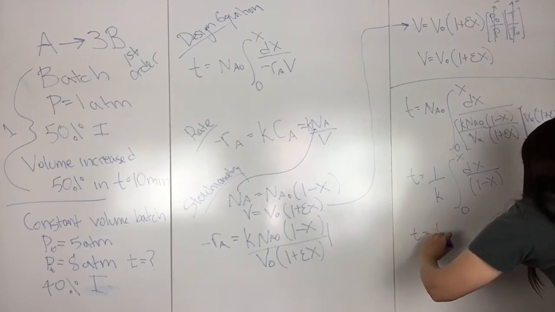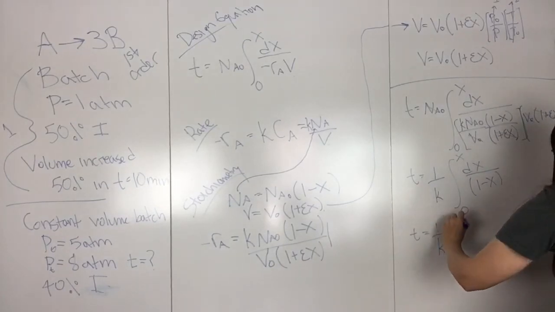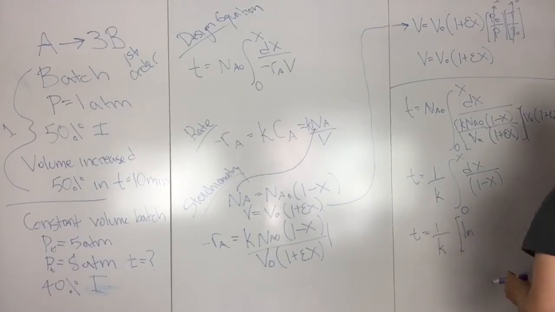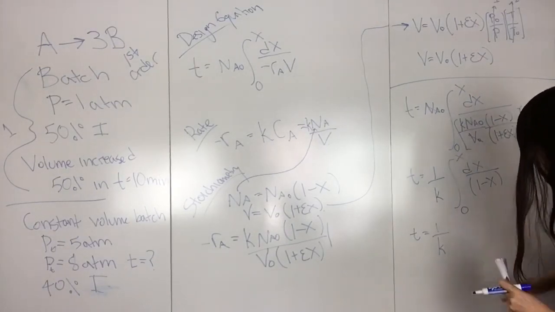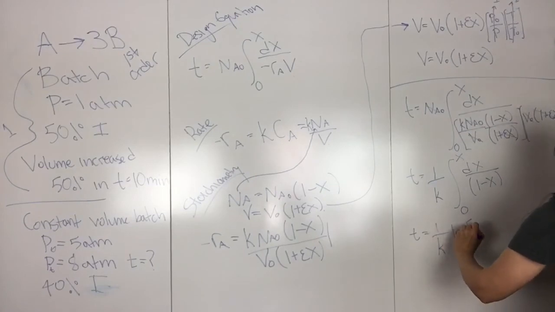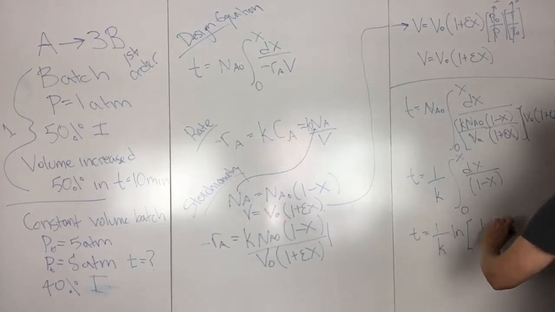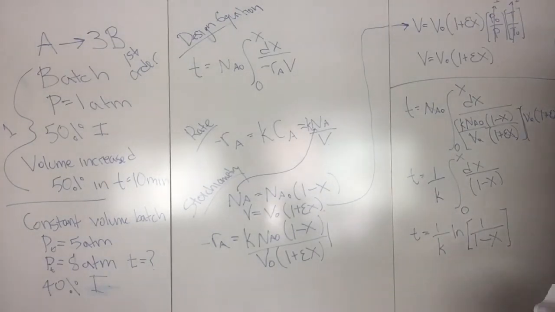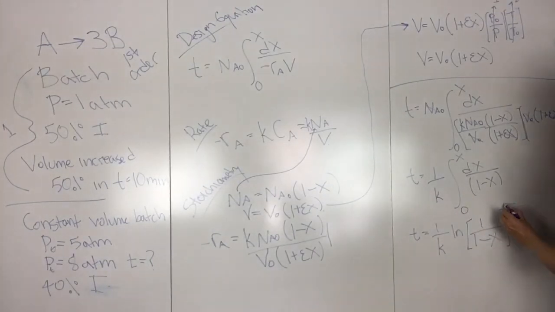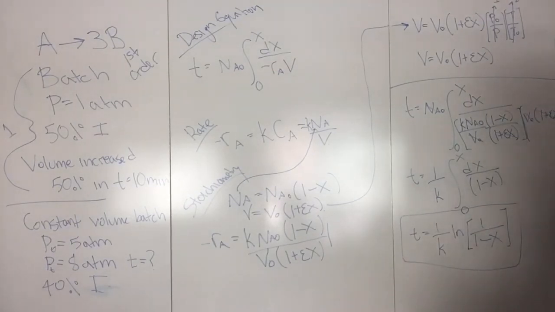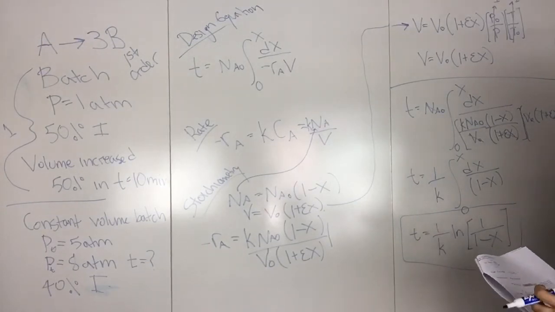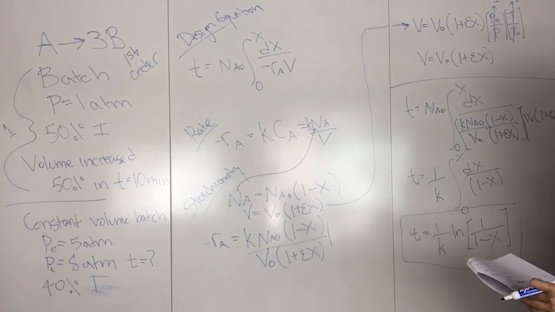t equals 1 over k multiplied by the natural log. I'm going to write this a little bit different. The natural log of 1 over 1 minus x. So this is the equation we get to calculate the time for a constant pressure, changing volume batch reactor.